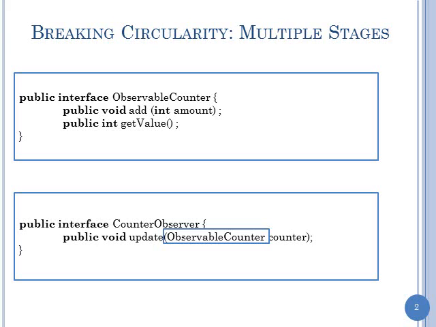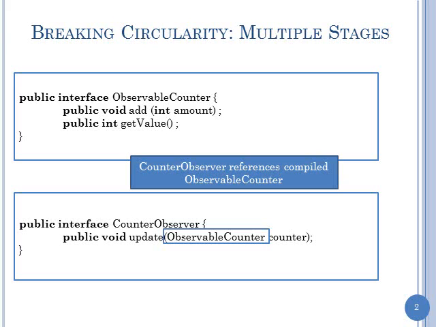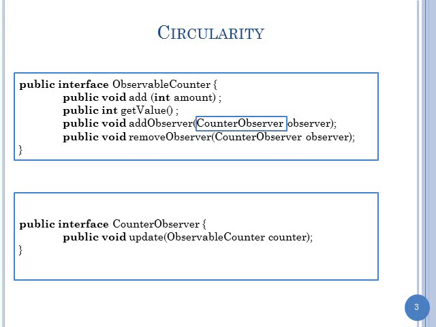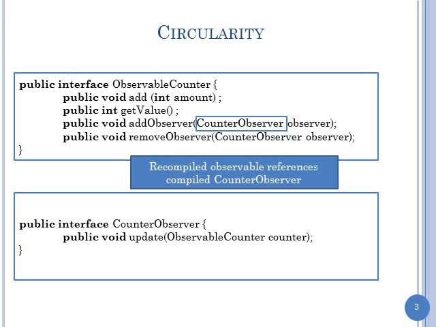I could do the following. I could create the observable counter without any update, without the registration method. Write the counter observer fully, and then go and add something to the observable counter. Okay, so now it's added. The basic point is that you can recompile a previously created object. So this is the problem you will run into, and this is the way to avoid the problem.